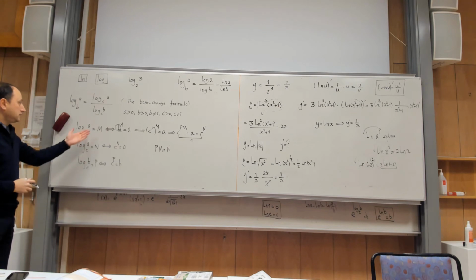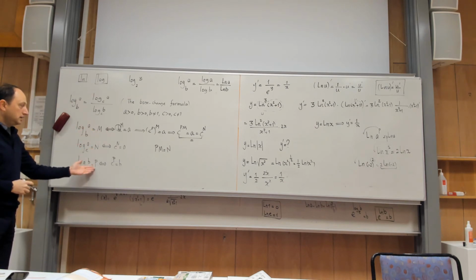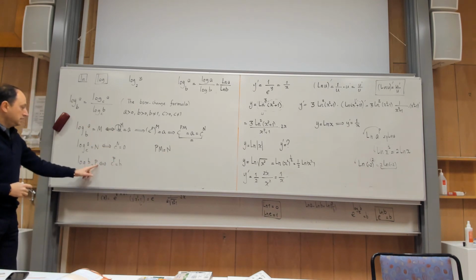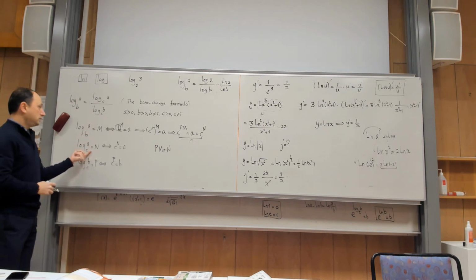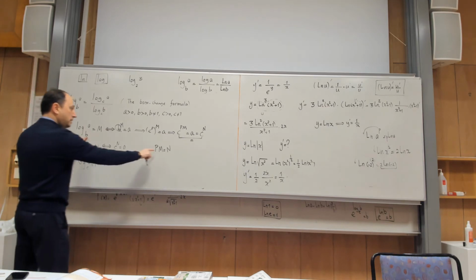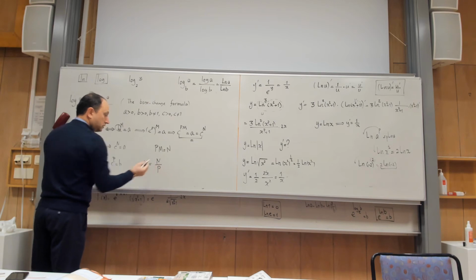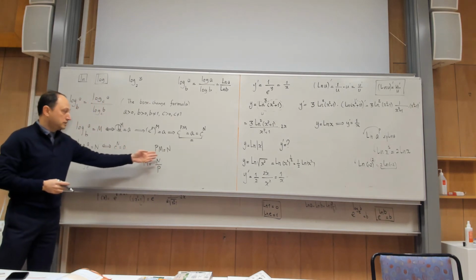So I showed that if I call this m, if I call this n, and if I call this p, by the definition of the logarithm, p, this number, multiplied by that number, is the number in the middle. Yes? So what does it mean? It means that m is equal to n over p, if I divide everything by p.